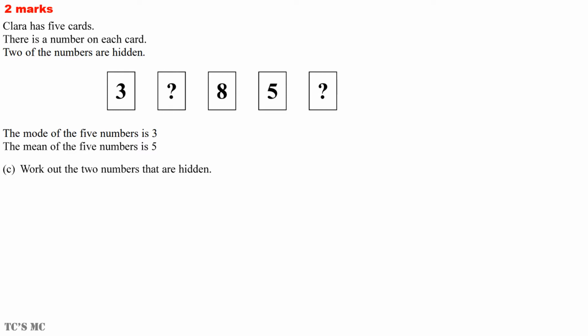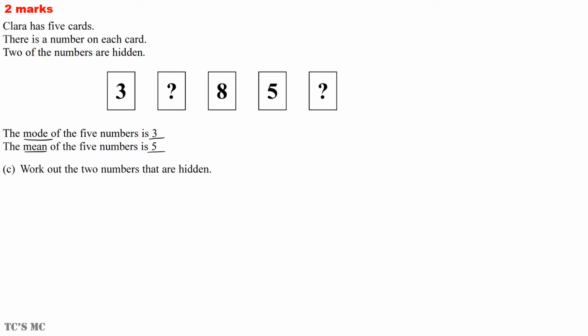Clara has 5 cards. There is a number on each card. 2 of the numbers are hidden. The mode of the 5 numbers is 3. The mean of the 5 numbers is 5. Work out the 2 numbers that are hidden.